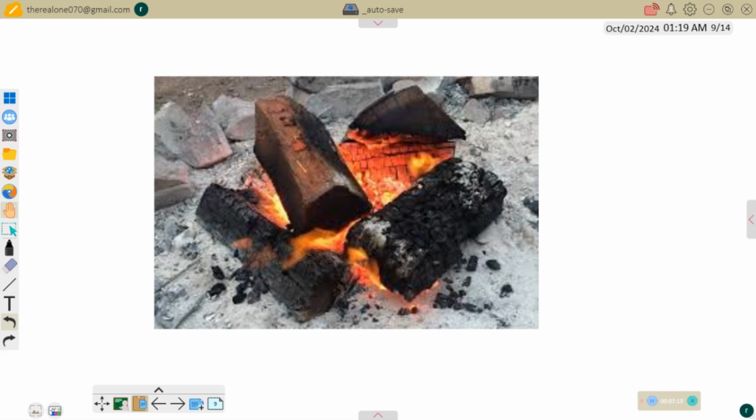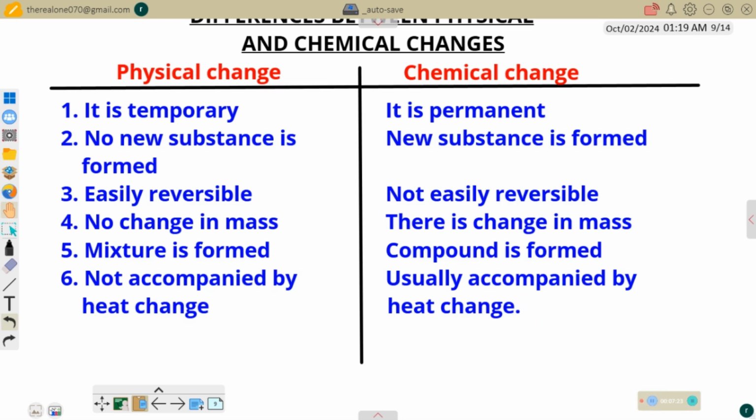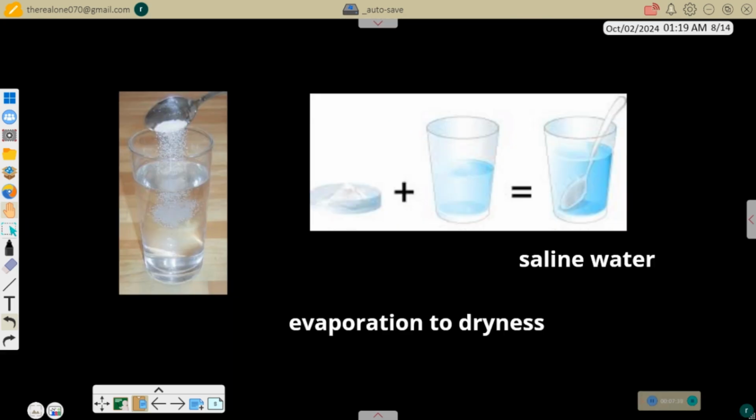So let's go to the next difference between physical and chemical change. Another difference is that under physical change, a mixture is formed, but for chemical change, a compound is formed. Let's demonstrate that from the diagram that we have below. In the combination of sodium chloride and water, when we dissolve sodium chloride inside water, of course, this will produce a solution of salt and water called saline water. And this is a mixture.